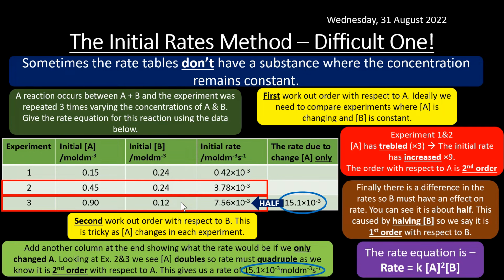Then finally, we can put in our rate equation and say the rate is k, the concentration of A squared, and the concentration of B, which is first order. So just be really, really careful with ones like this. They might put this in, or something similar, because it gets you to think a little bit more. It really tests your understanding of rate and initial rate methods.